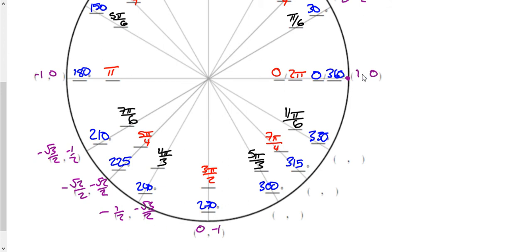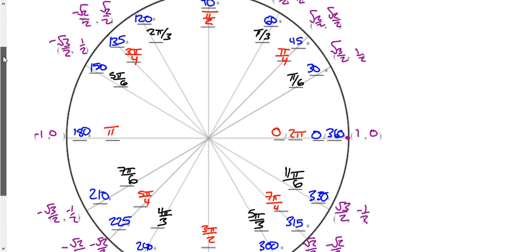Over here, all our x's are positive, all our y's are negative. So this first one, root 3 over 2 and -1/2, root 2 over 2 and negative root 2 over 2. And last but not least, 1/2 and negative root 3 over 2. And there we go. That's our unit circle fully filled in.